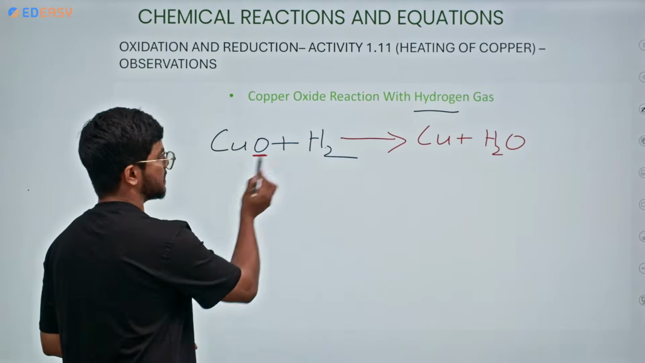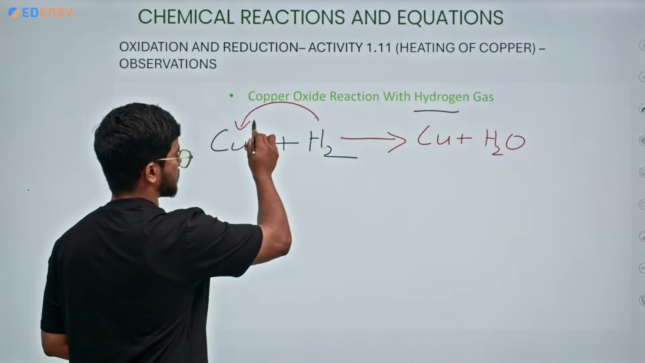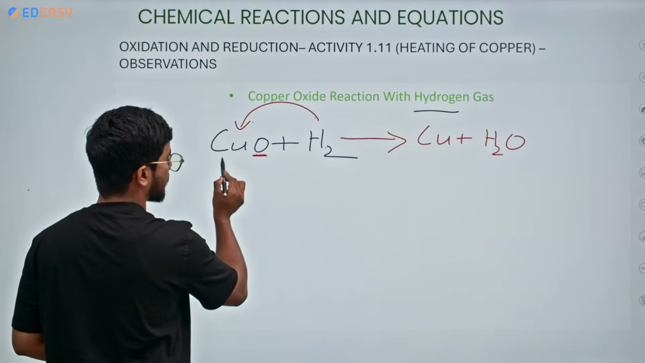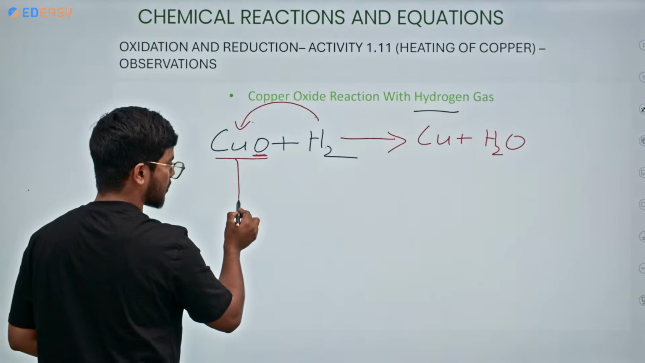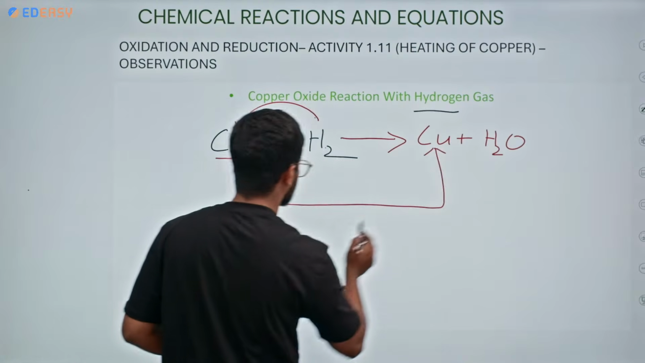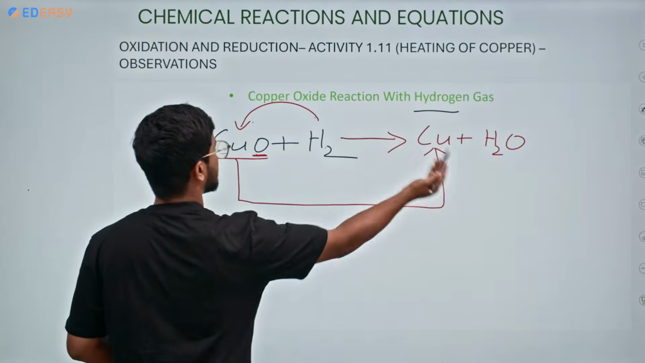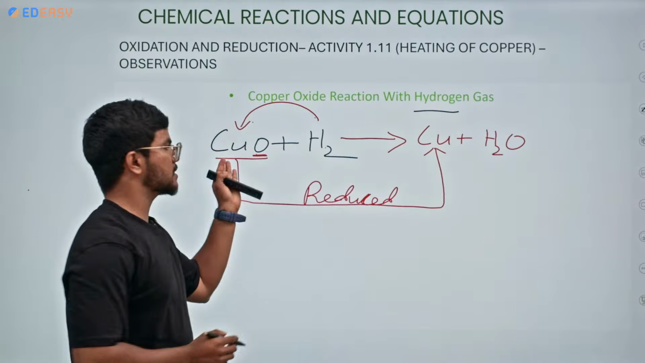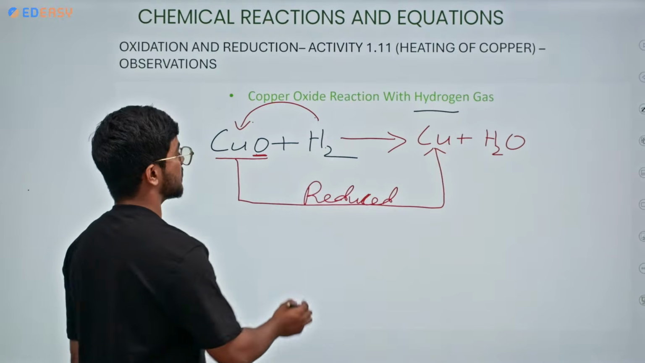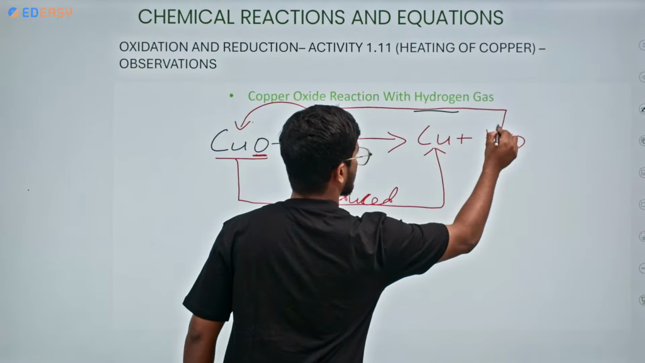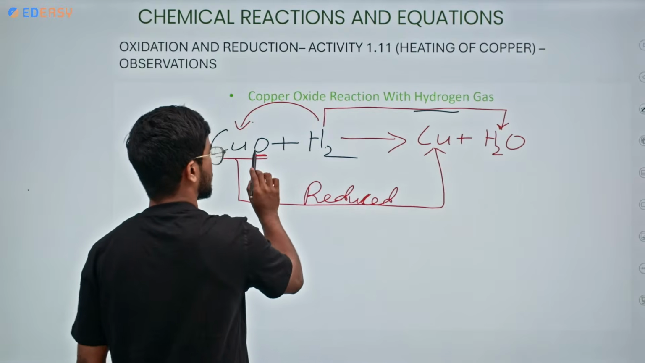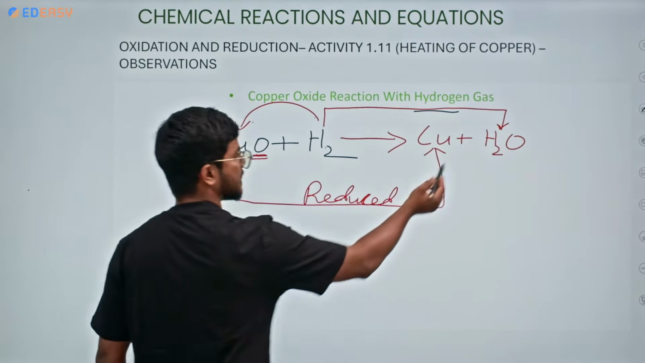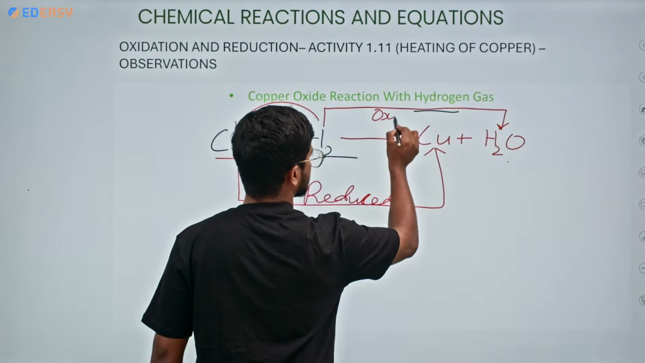So here hydrogen is added to the copper oxide, or removal of oxygen. From the copper oxide, the oxygen is being removed. This is nothing but the copper oxide getting reduced. Getting reduced means the copper oxide is undergoing the reduction reaction, whereas hydrogen, H2, is undergoing the oxidation reaction. Oxygen from the copper oxide is added to the hydrogen. It gives H2O. This is getting oxidized.